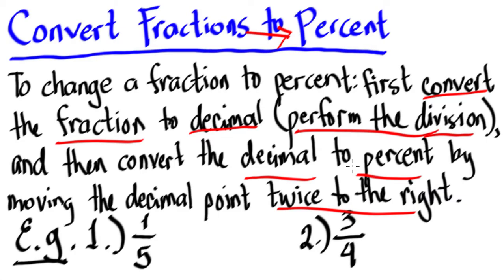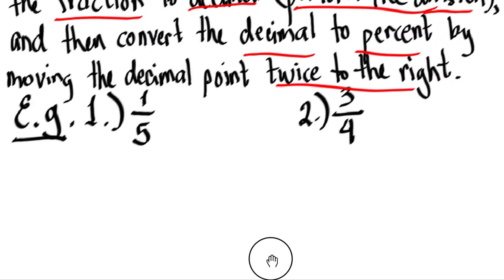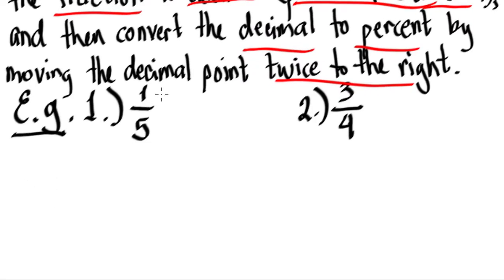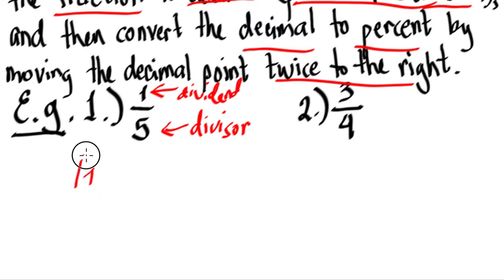So for example, for number 1, we have 1 over 5. The first step is to convert this 1/5 into a decimal and then convert that decimal to percent. I think we need more space, so we'll be doing the division itself. Remember, this is the dividend and this is our divisor, so dividend over divisor. That's 1 divided by 5.